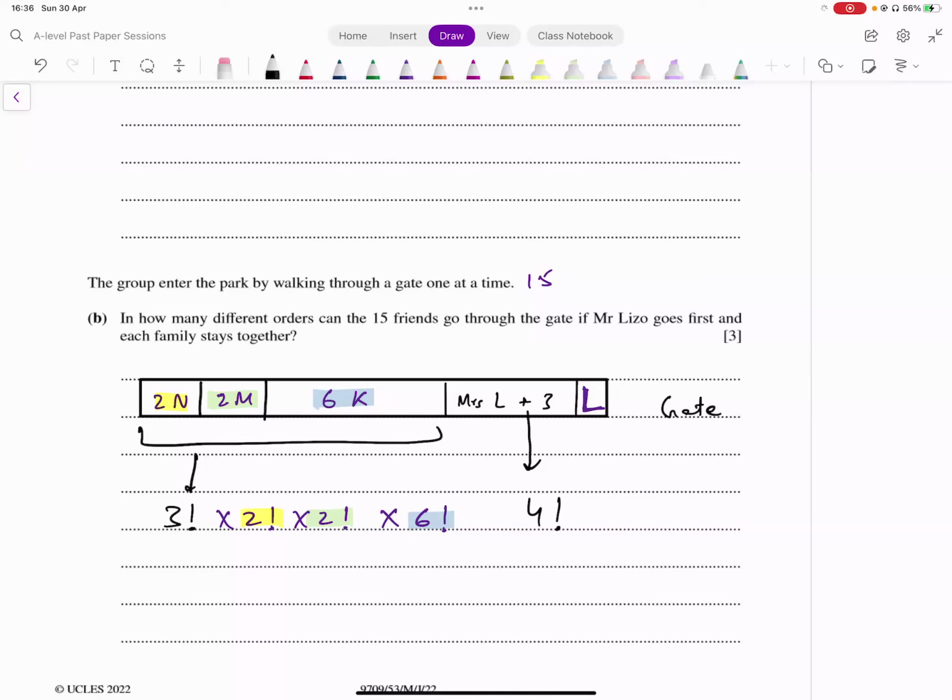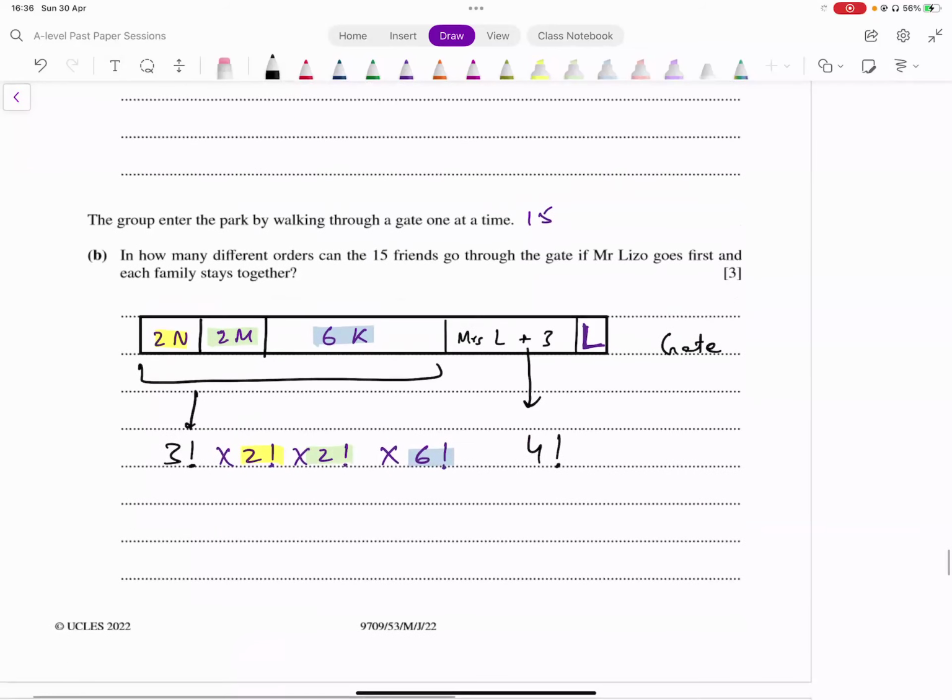ओके और फिर मिस्टर एंड मिसेस लेन, ये तो मिस्टर एंड मिसेस लाइजो, वो तो अपनी पोजीशंस, उनकी फैमिली जो है वो तो वहीं पे रहेगी, वो फिक्स्ड है. उनकी आपस में अरेंजमेंट कितनी हो सकती है? 4 factorial सिर्फ. You just multiply all of these numbers and that is going to give you the result. Okay, let's see what this turns out to be. 3 factorial into 2 factorial into 2 factorial into 6 factorial into 4 factorial, and that turns out to be 414720. That's your final answer.